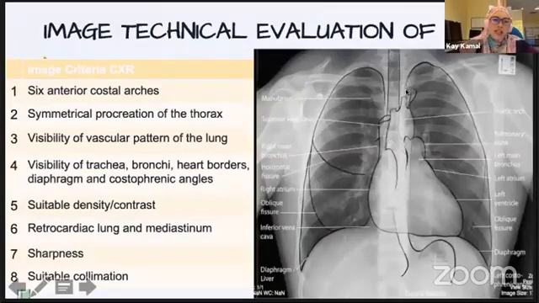If you still remember, this is the epitome of a good chest X-ray, in which if you see this kind of chest X-ray, you'll be more confident to interpret it because it is perfect. So we must be able to see the 6 anterior costal arches so that the patient has inspired well, and the symmetrical projection of the thorax and good vascular pattern of the lung to tell that the patient has good penetration of the rays, and also it is of suitable density. We can see the retrocardiac lung and mediastinum as well, and also the sharpness and suitably collimated. Collimated means it's suitably cut, meaning it doesn't cut unnecessarily big or small.